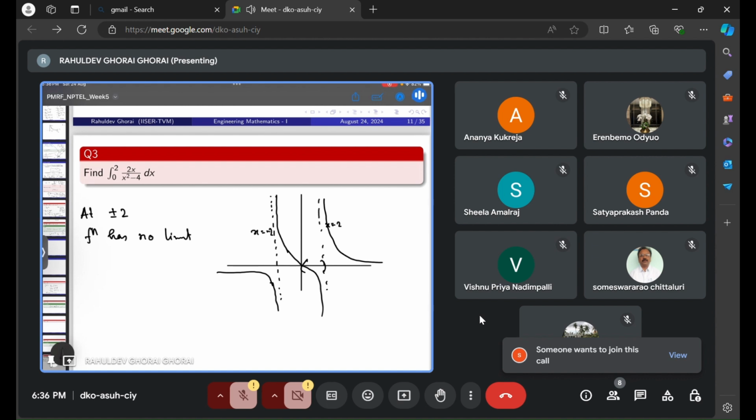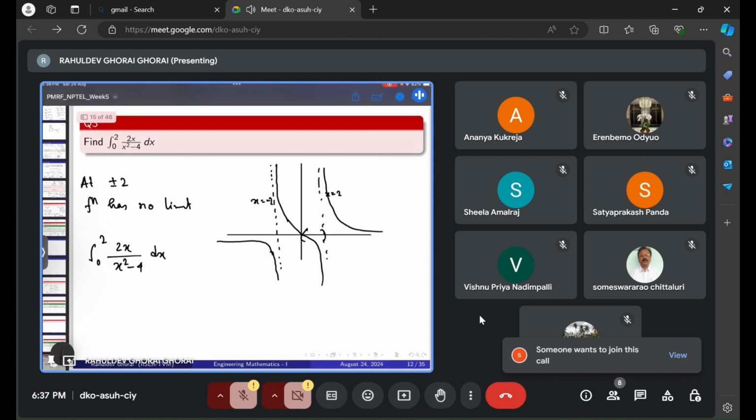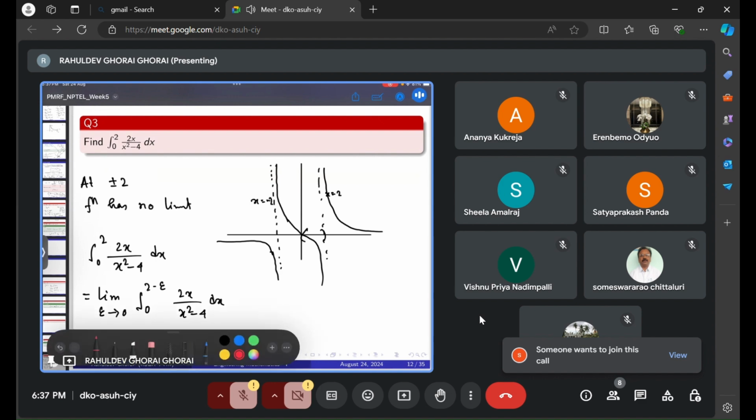So how will we handle it? We'll take 0 to 2, 2x over x square minus 4 dx, which can be written as the limit as epsilon, a number which is tending to 0, of the integral from 0 to 2 minus epsilon of 2x over x square minus 4 dx. So now tell me about this total integration. Do you see any issue here in this integration?